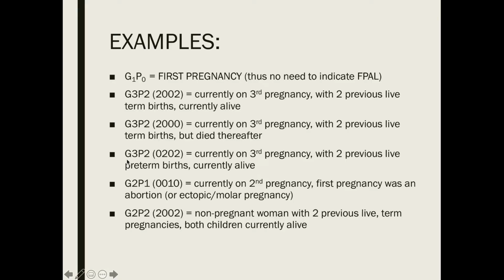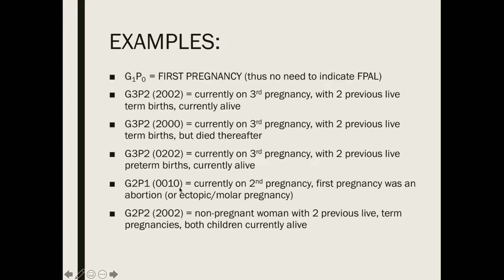The next example here will be G3P20202. So it means that 2 is the first digit, she has no full-term deliveries, and 2 means that she has two previous preterm deliveries. 0 means that she has no abortion, no ectopic pregnancies, no molar pregnancies, and 2 here, the last number, will mean that she has two living children. So what does this mean? It means that the patient is currently on her third pregnancy with two previous preterm births that are both currently alive.